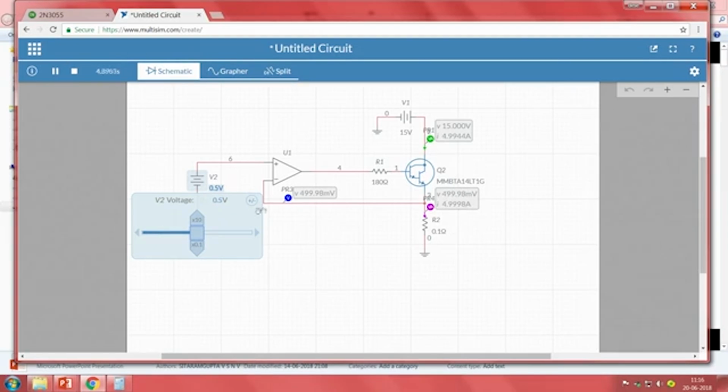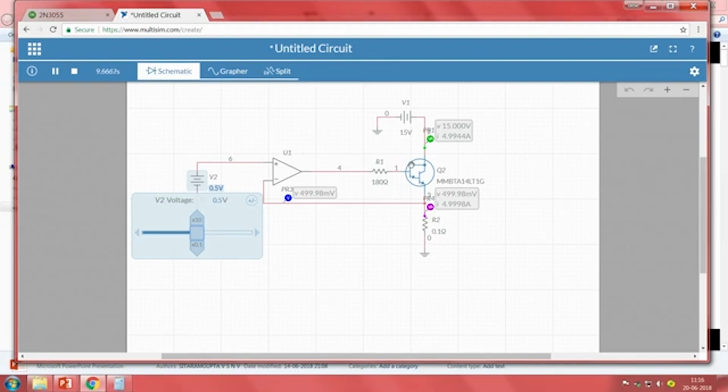So, this is also somewhere around 0.5, 499.98 is almost equal to 0.5 volts. 15 volts is input applied, 15 minus 0.5, 14.5 is the voltage drop across collector and emitter of the transistor. So, this current and the voltage drop across is responsible to generate heat. Since it is a simulation, we cannot see the heat, we can only understand what is the current flow, what is the voltage drop.